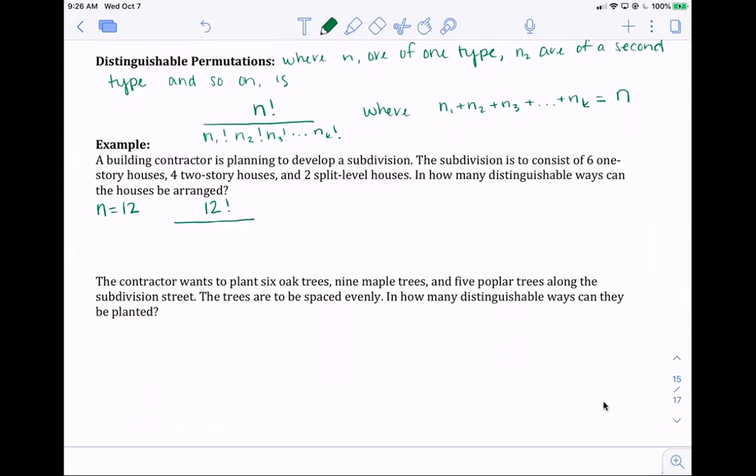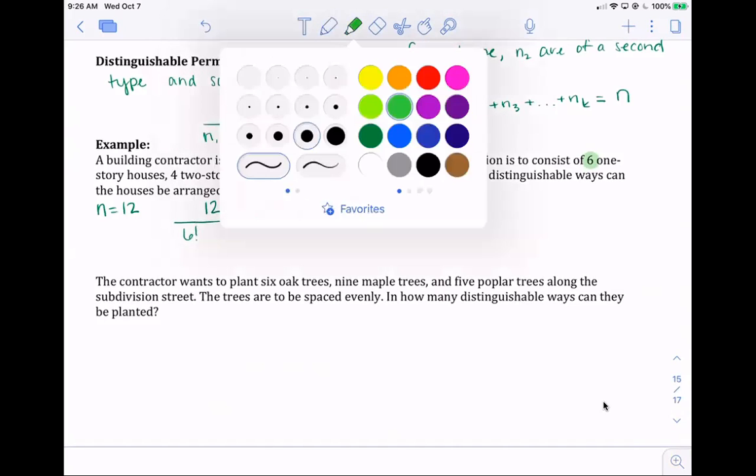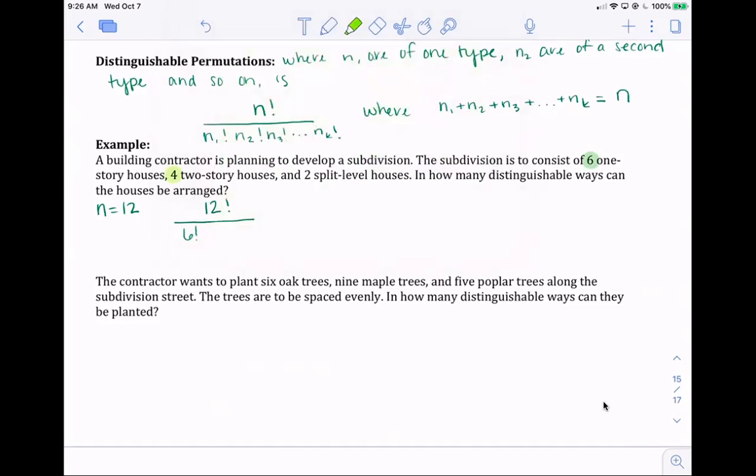And then we're going to look at our groups. We have 6 of the first, so 6 factorial. We have 4 of our next, so 4 factorial. And then lastly, we have 2, so 2 factorial. If we check, 6 plus 4 plus 2 equals 12, so that checks out. And now you're just solving.